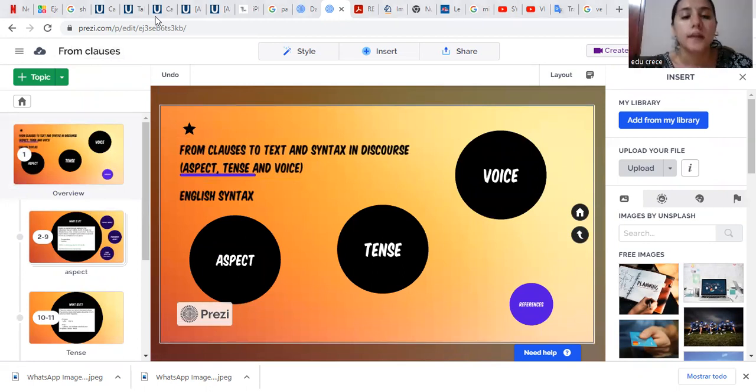Okay, in this case, we can state that aspect, tense, and voice are different ways to express actions in different times, different circumstances, and perspectives. So it's important to know this.